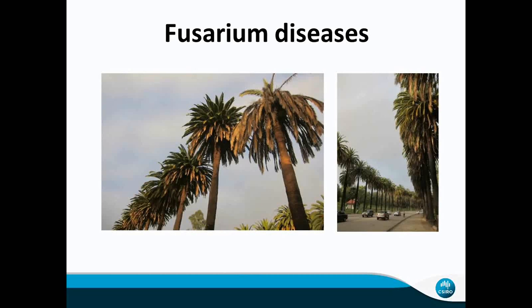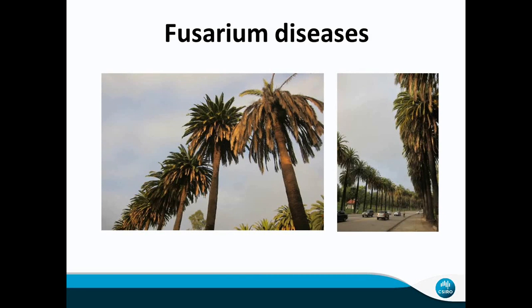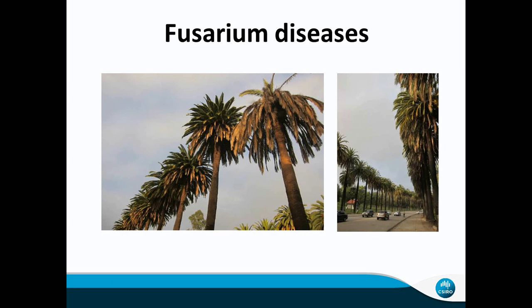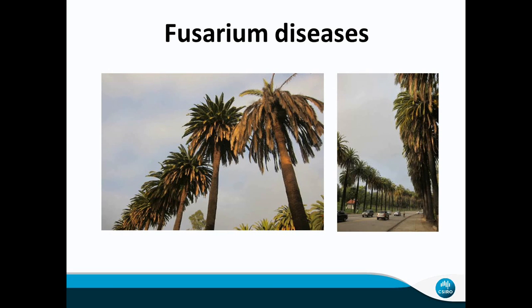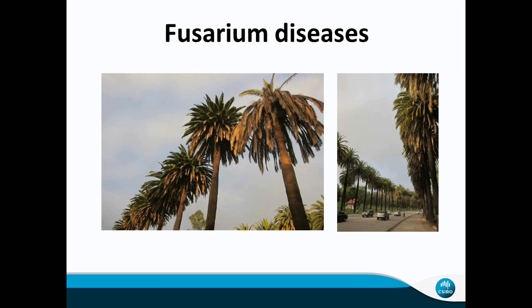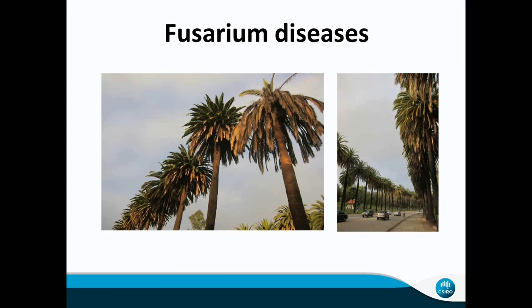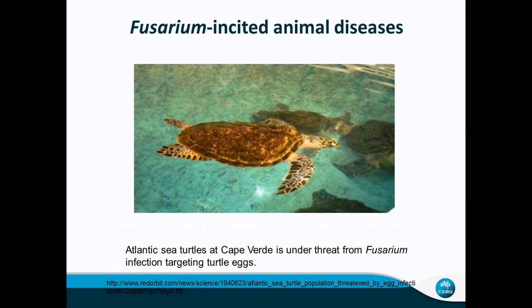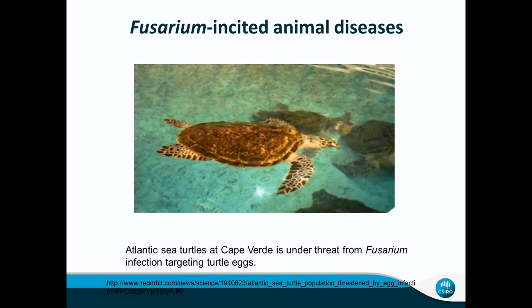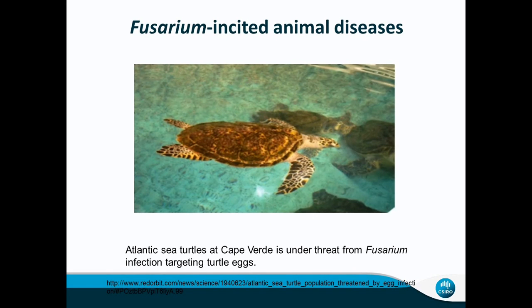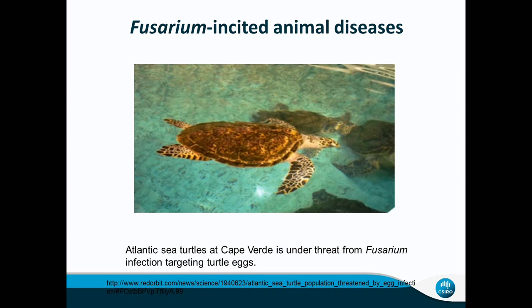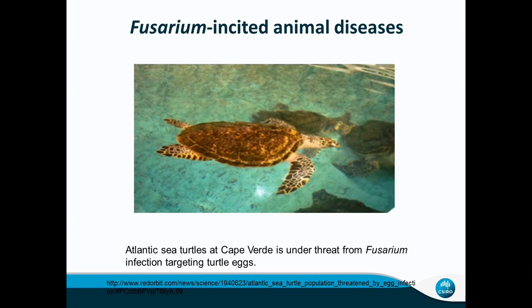As I said, they can even cause disease in palm trees. This is a picture I downloaded from the internet, taken I think somewhere in San Francisco, showing this type of symptoms on palm trees. We can go even further. Fusarium pathogens can also cause problems in animals. In this instance, one of the Fusarium species, I think it's Fusarium solani, infects the eggs of an important turtle at Cape Verde, and it's threatening the species.